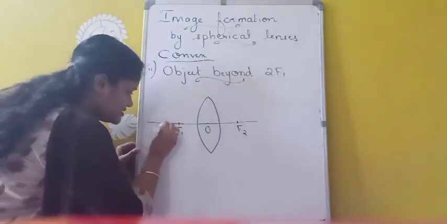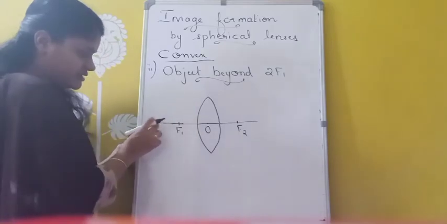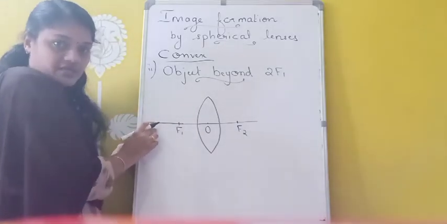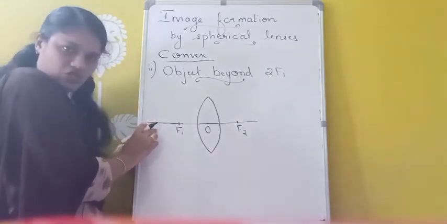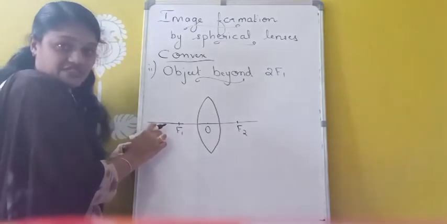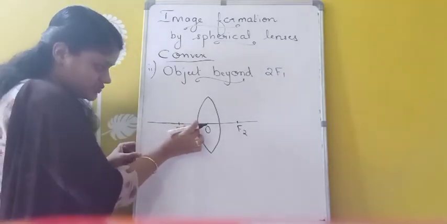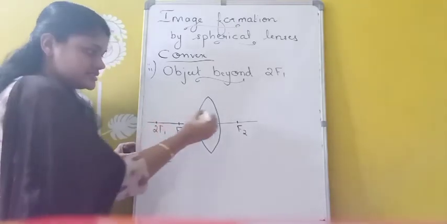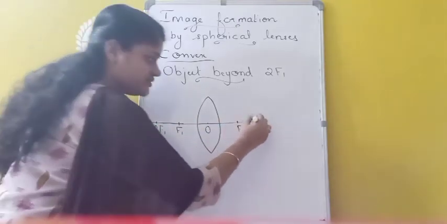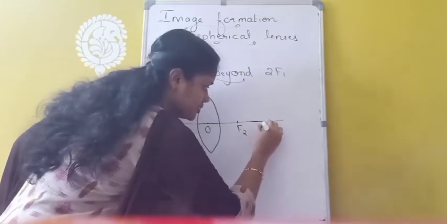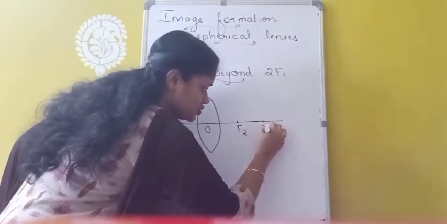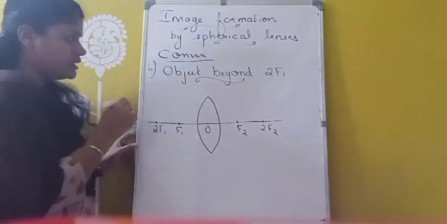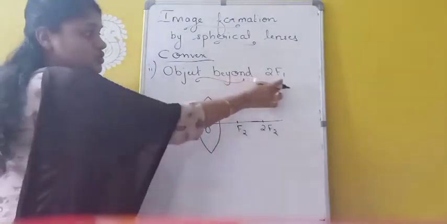Twice the distance of focal length, we have another point called center of curvature. In the case of mirror we write center of curvature, but in the case of lens we write 2F1. So this twice the distance we can mark as which one? 2F1. Similarly, twice the distance on this side we can mark here as which one? 2F2. So this is 2F2. Clear?